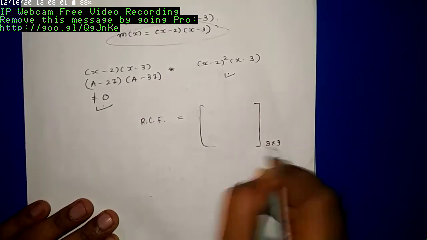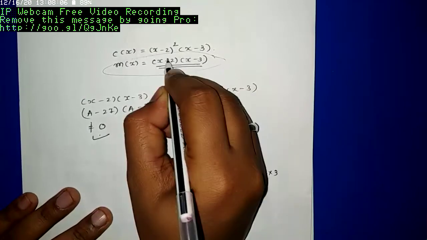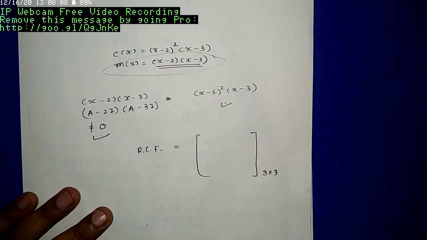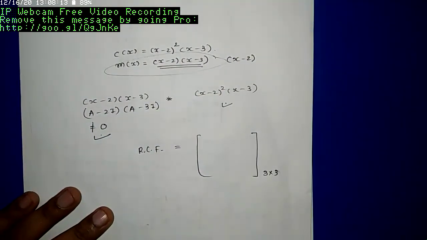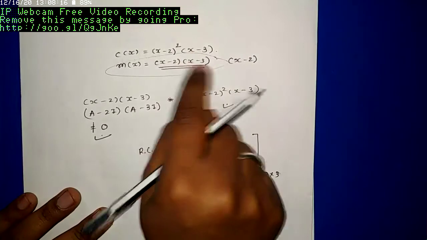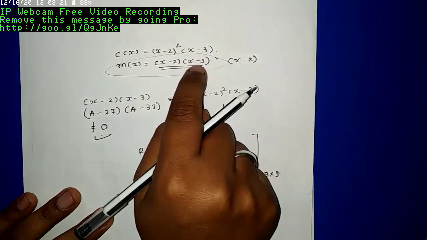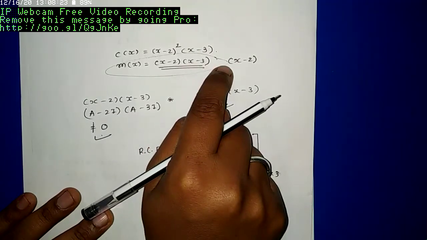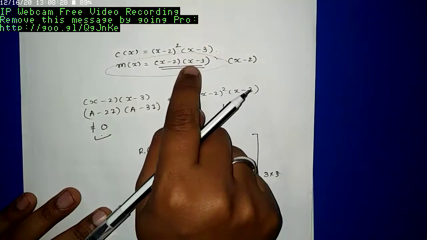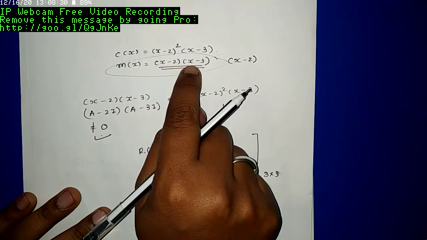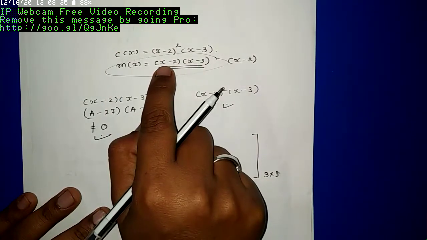But in your minimal polynomial, degree is 2, so we need to multiply another factor, which is x minus 2. Because in Cx, x minus 3 has degree 1, so we cannot multiply another x minus 3, because in mx the degree of the term is not larger than Cx. So we only multiply with x minus 2.